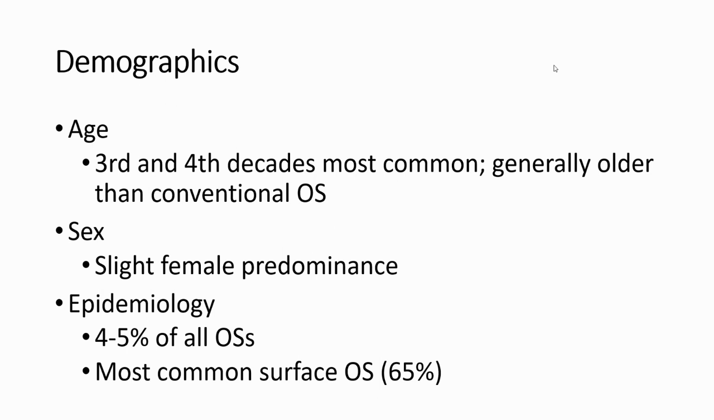Demographics: age around the third or fourth decade is most common, generally older than conventional osteosarcoma, slightly female predominant. Epidemiology: around 4 to 5% of all osteosarcoma, and around 65% of surface osteosarcoma.